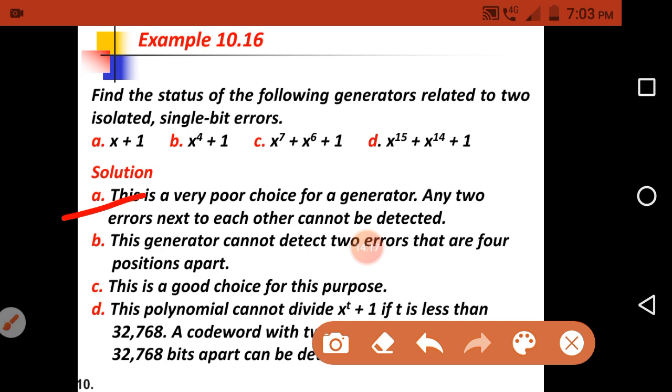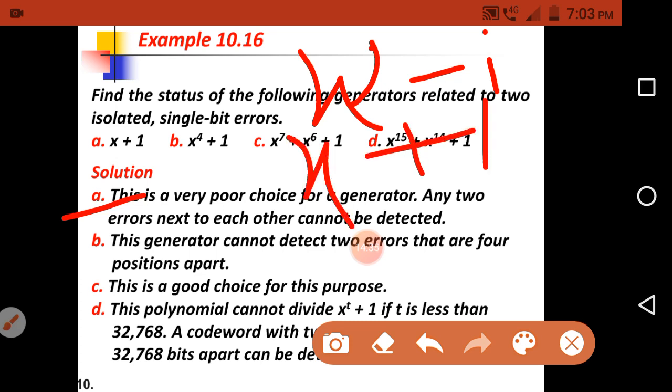That is why they say this is a very poor choice of generator. Any two errors next to each other, that is, if the errors are presented side by side, one error at the first position and another at the second position, then j is 2, i is 1, and 2 minus 1 gives x. So that is x plus 1.